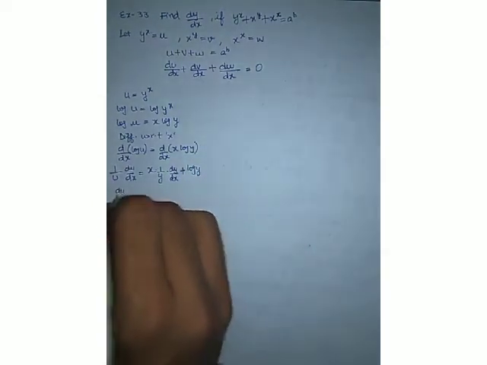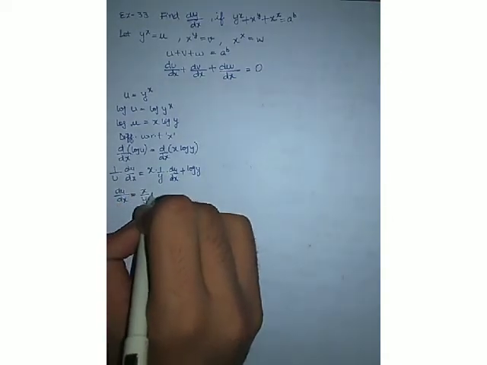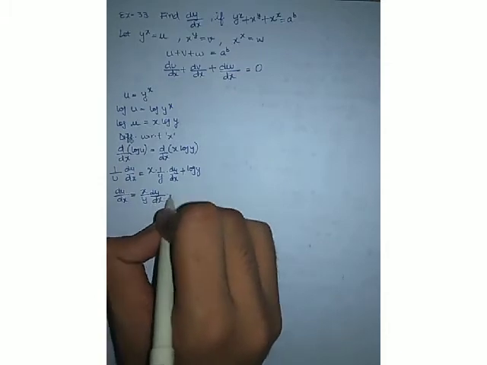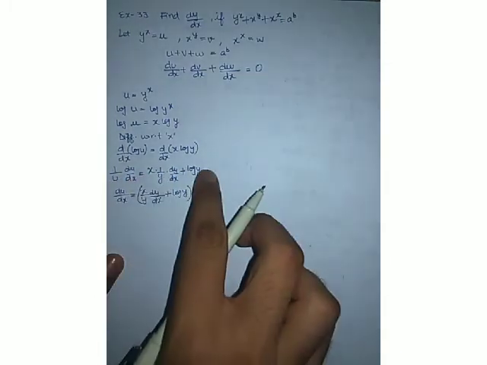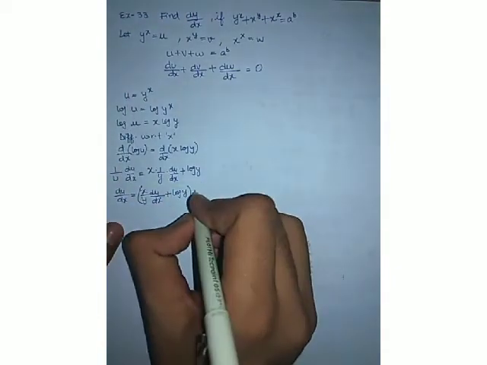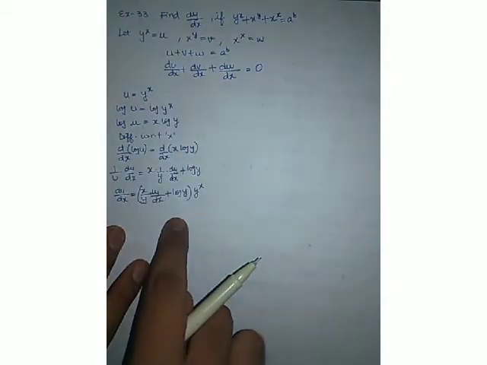So ultimately you will get du upon dx equal to x upon y dy upon dx plus log of y, and when this u will be multiplied to this side, fill in the value of u, that is y raised to power x. This is what we get after the differentiation of u.